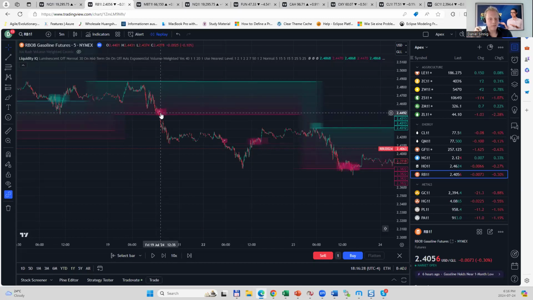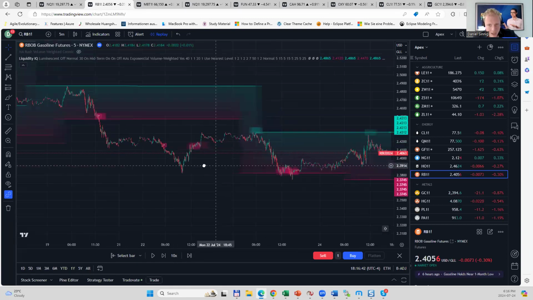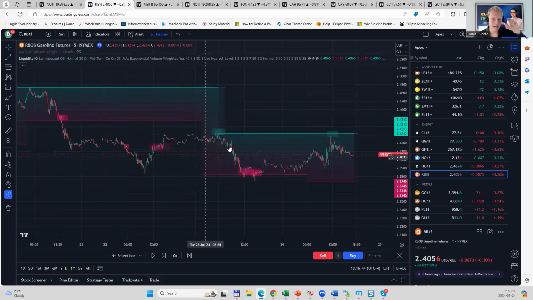Levels don't last forever. Eventually, they will be broken. But these are also opportunities, because these zone breaks are often starting points of a stronger move. Look how strong this move was downwards before it went up again. So this is the magic of these levels.